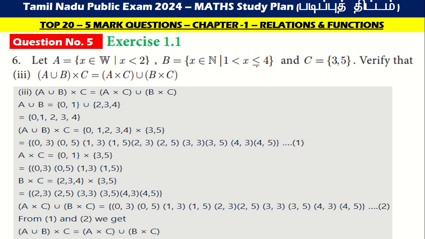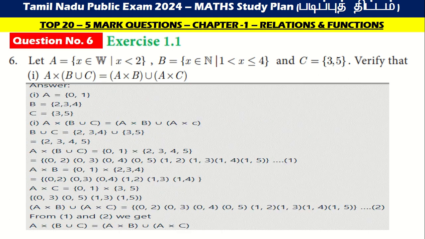Next, let us go to A is equal to whole numbers. So then the other one is 1 less than or equal to 4 and 3, 5. So A cross B, A union B, other answer. A union B into C. And then 0, 3 and the values. A cross C is 0, 1, 3, 5. B cross C. And then you are getting an answer. So LHS is equal to RHS. Let us go to the next one.